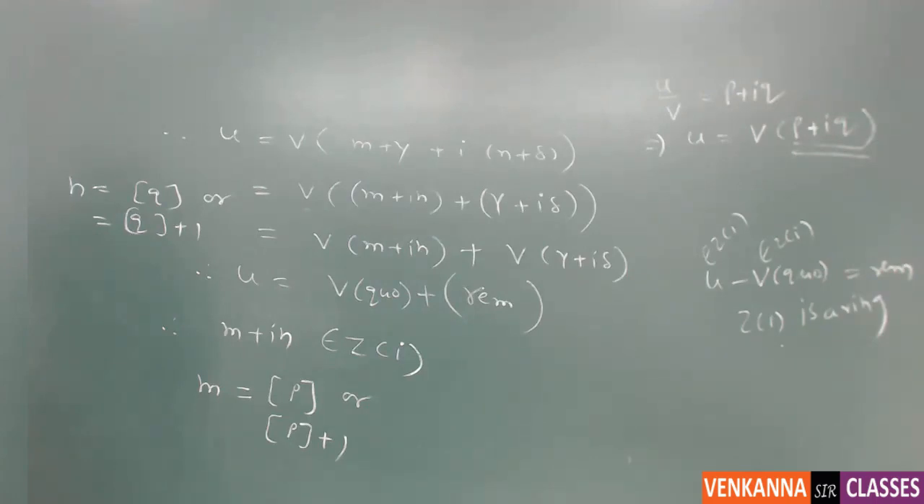If anybody has any questions, you can ask. Because v is an element in Z of i, and m plus in is an element in Z of i, therefore if you multiply them, the product is also an element in Z of i, isn't it? That's why u minus v into something belongs to Z of i, because it is a ring.